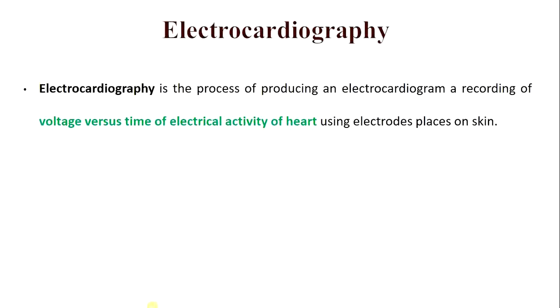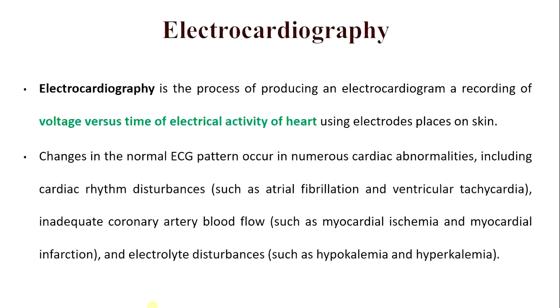Basically, electrocardiography is a process of producing an electrocardiogram, a recording of voltage versus time of the electrical activity of the heart, using electrodes placed on the skin. Changes in the normal ECG pattern occur in numerous cardiac abnormalities, including cardiac rhythm disturbances, inadequate coronary artery blood flow, and electrolyte disturbances. So all these different cardiac abnormalities cause the normal ECG pattern to change.